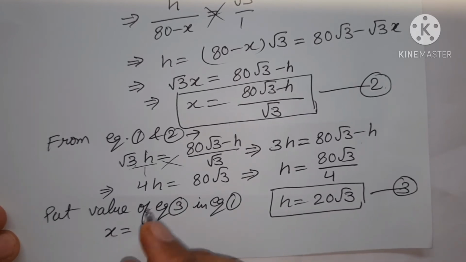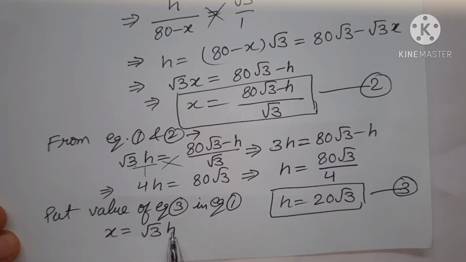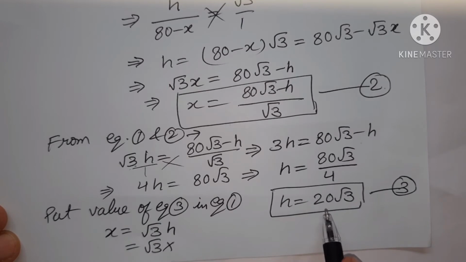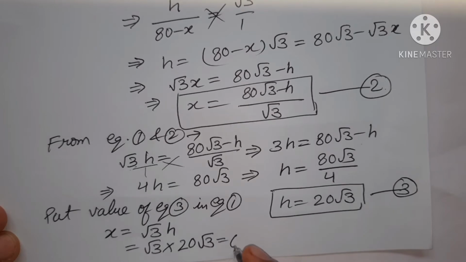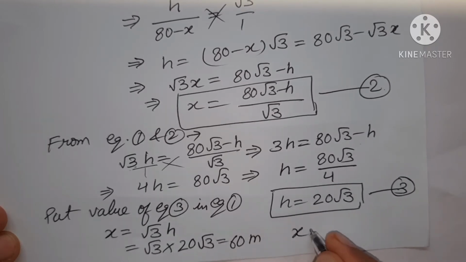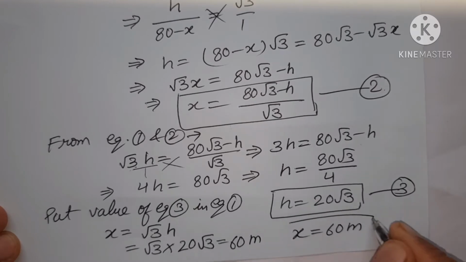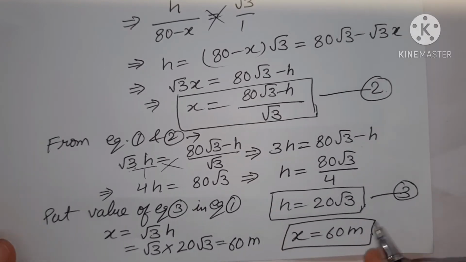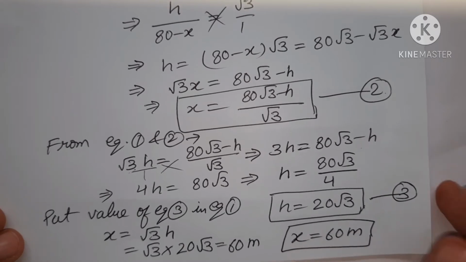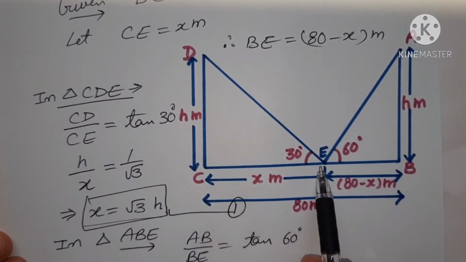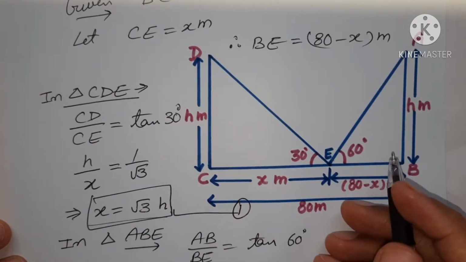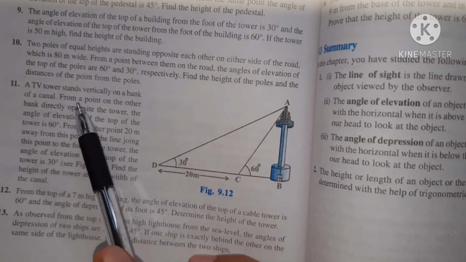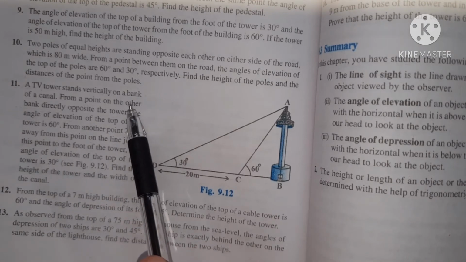So x is equal to root 3h from equation number 1, root 3 into the value of h, which is 20 root 3. So 20 times 3, it will be 60 meter. In this way we got the value of x also and the value of h. The value of x is the distance from C to E and the value of h is the height of the given poles.